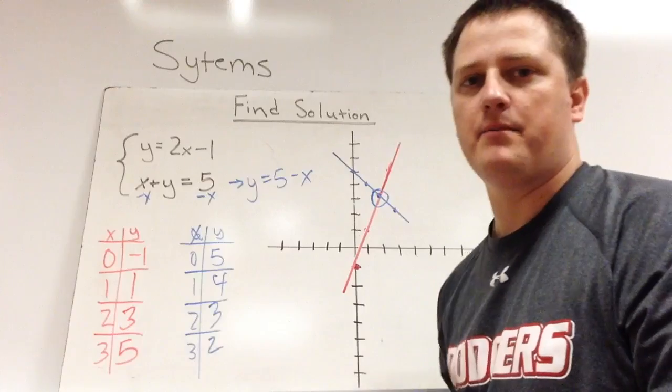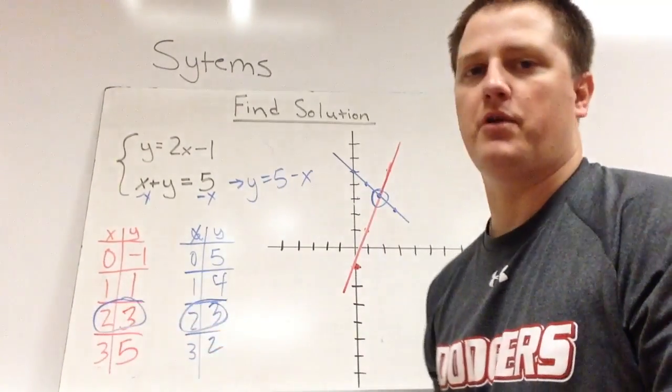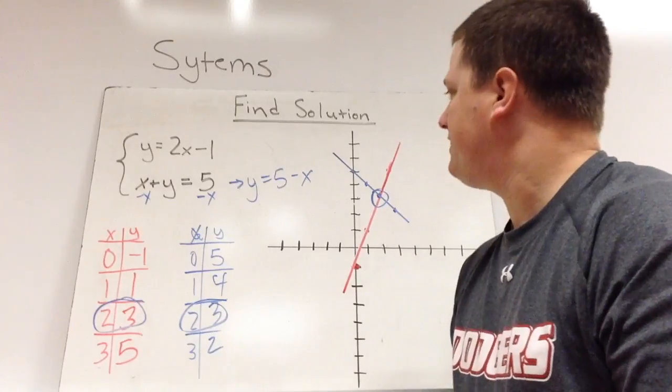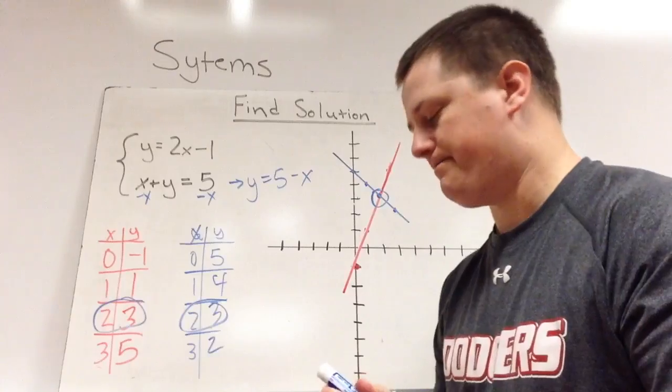If you look in the table, sometimes this happens with the table, where you see in the table that these are the shared point. That would be our solution. So our solution is 2, 3.